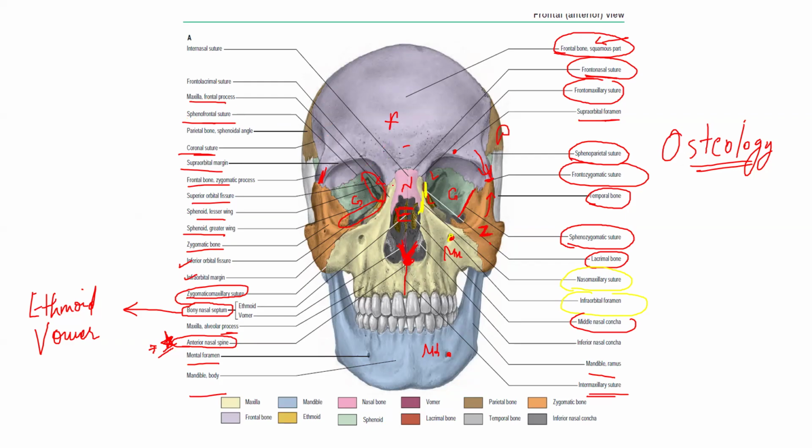Maxilla, we have the frontal process. So this maxilla has a frontal process going towards the frontal bone. So this is the frontal process of the maxilla. This is the zygomatic process of the maxilla. And can you tell me what this process is known as?